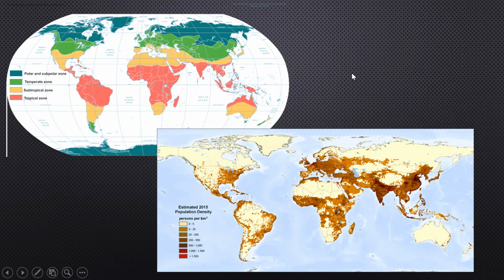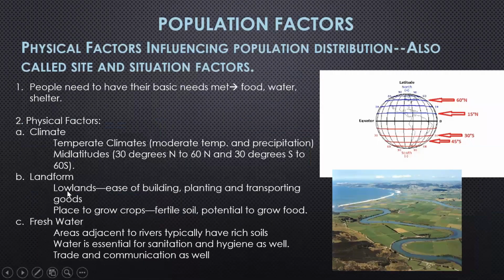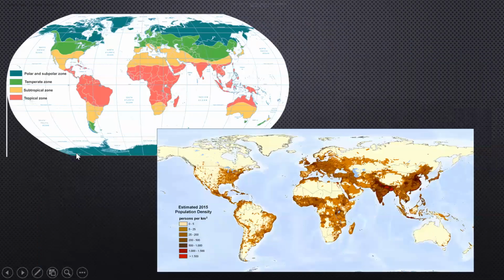And you can compare these two maps here just to see that people do want to live near water, in the temperate climate regions of the world. So the temperate zones, as you can see in green here, it's tropical zones, 15 degrees, 20 degrees north latitude. You can also see where people don't live, the polar and subpolar zones.